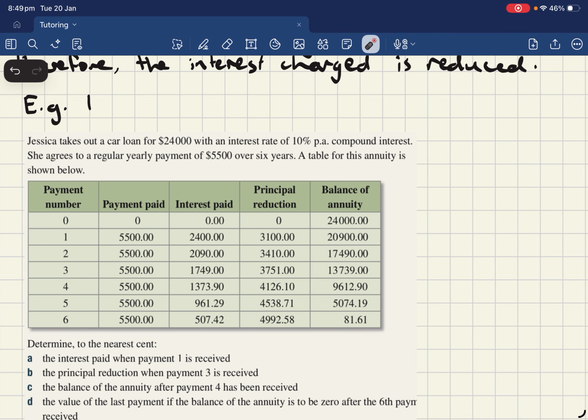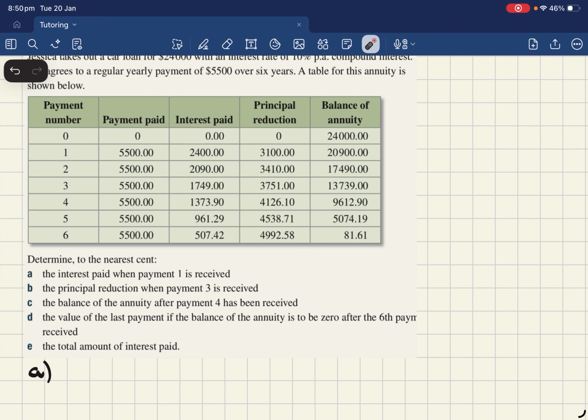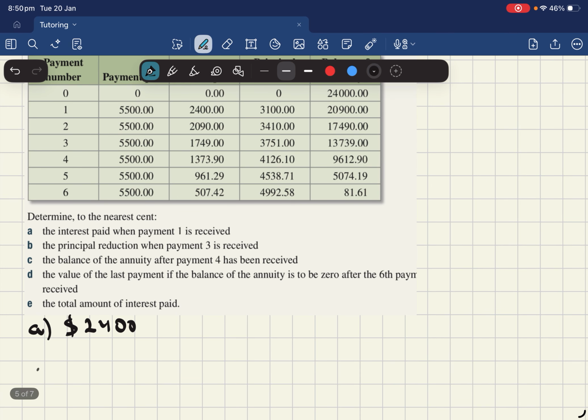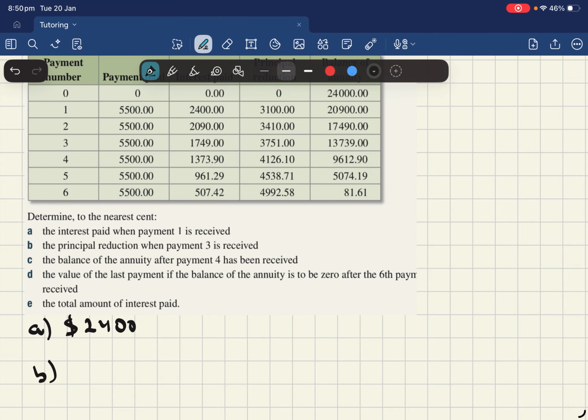Now, in the first example, it's saying to determine, to the nearest cent, the interest paid when payment 1 is received. So all we have to do here is just look at the table. So after payment 1 has been received, the interest paid is $2,400. In part B, it's saying what is the principal reduction when payment 3 is received. Here we're just looking at the table. We can see that that's this value here. So we have $3,751.